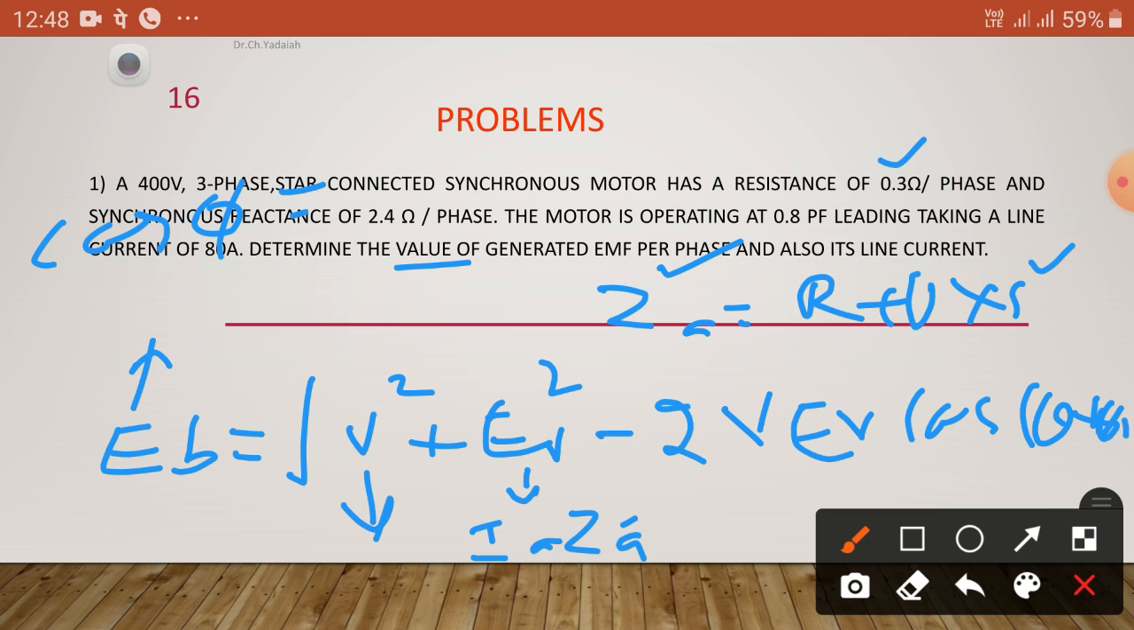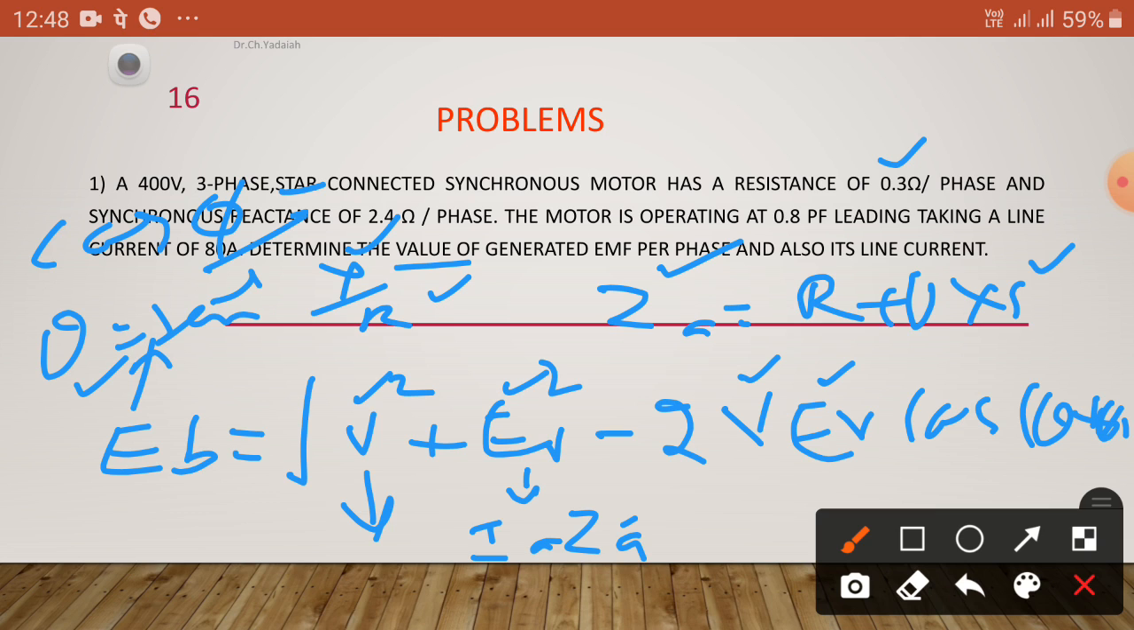So from this one I am going to calculate phi, cos inverse phi, we are going to get the phi value. Next I want the theta. Theta is equal to tan inverse of x by r. So you know this value, you know this value, so theta also we are going to get. So what is unknown here? This known, this known, and this known. Simple substitution of this value, we are going to get EB value.